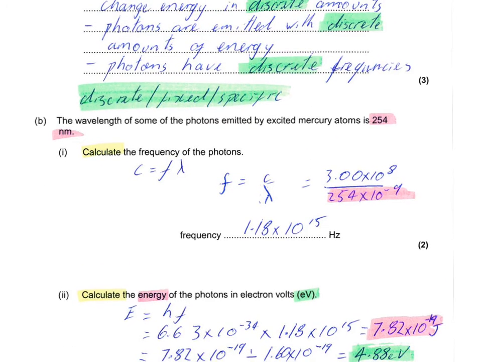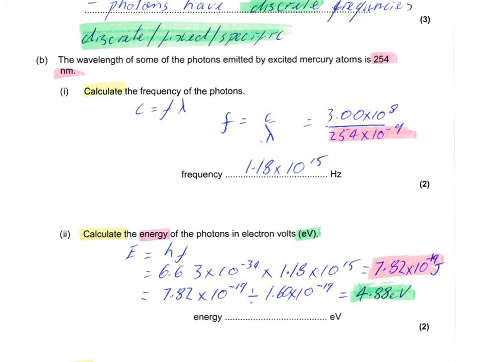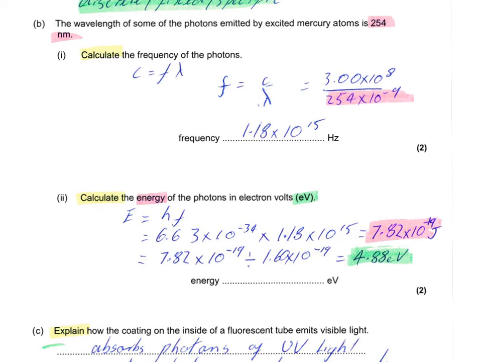The wavelength of some of the photons emitted by the excited mercury atoms is 254 nanometers. Calculate the frequency. Very nice, gentle. You've been taken through things in steps here. Suspect this might not happen under the new spec. c equals f lambda. f is c upon lambda. So it's just the speed of light divided by the wavelength we were given, and that frequency is 1.18 times 10 to the 15 hertz. And therefore calculate the energy of the photons in electron volts.